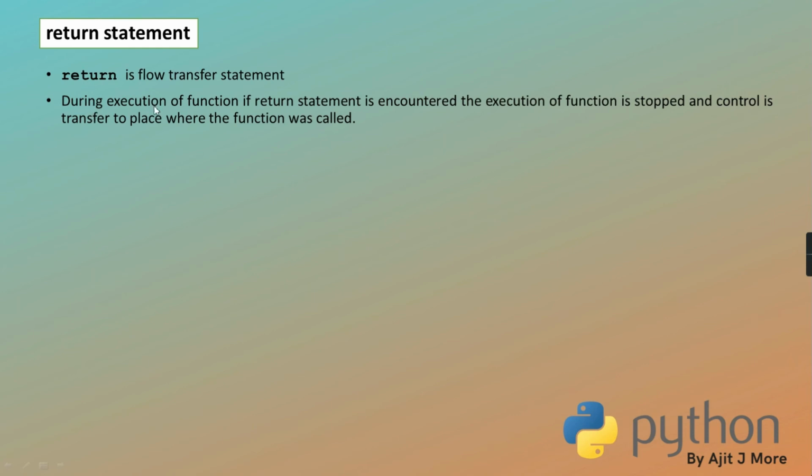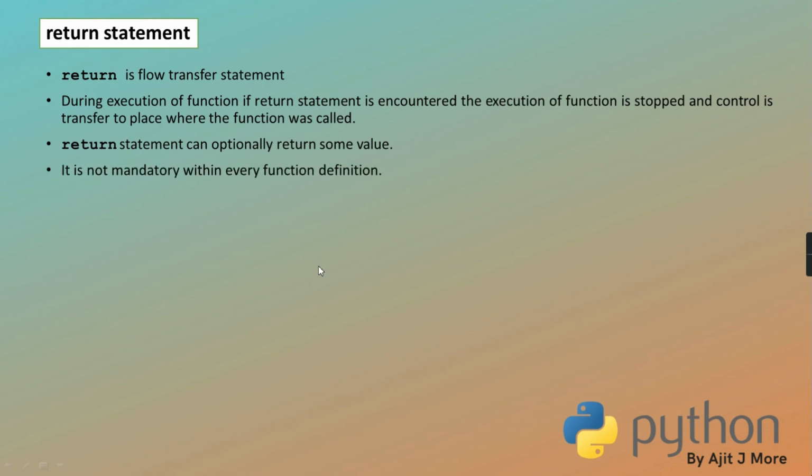Okay? So whenever the function is getting executed, and in that function body, if your Python interpreter encounters a return statement, at that place only the execution of the function is stopped, and the control comes back to the place where it is called, and it will run the statement which is after it. Whatever is the following statement, it will run. Return can optionally return some value also back to the caller.